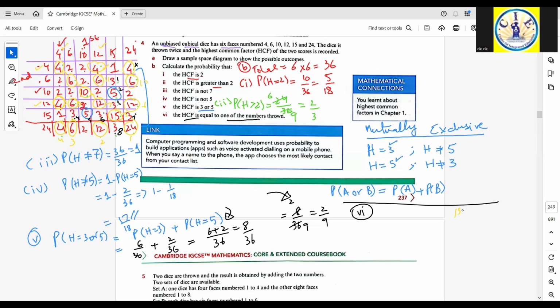Okay, 16 out of 36. These are the numbers when HCF is equal to one of the two numbers. Okay, so simplifying them, 4 4s are 16, 9 4s are 36. This is 4 by 9. That's the answer. So that completes question number 4.